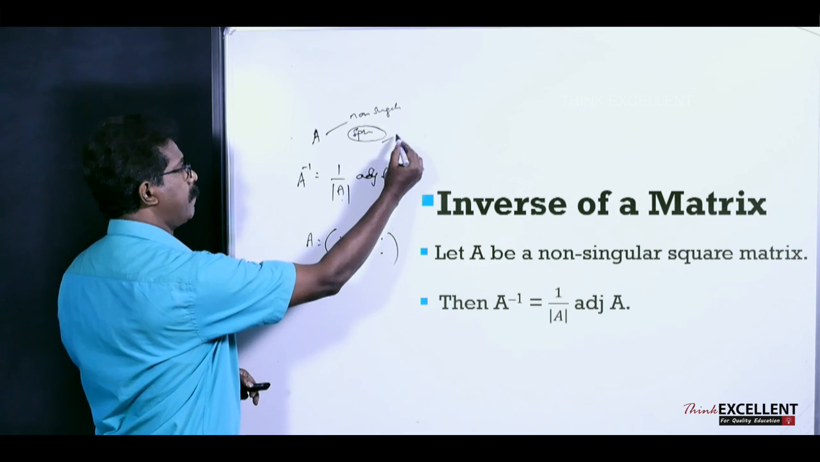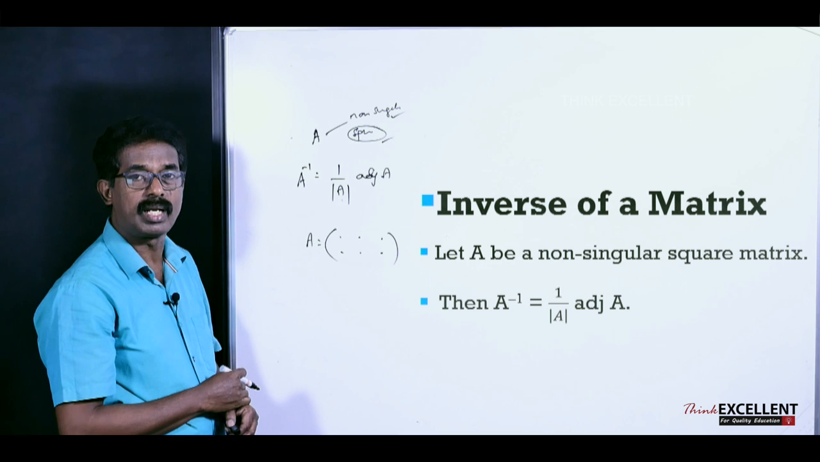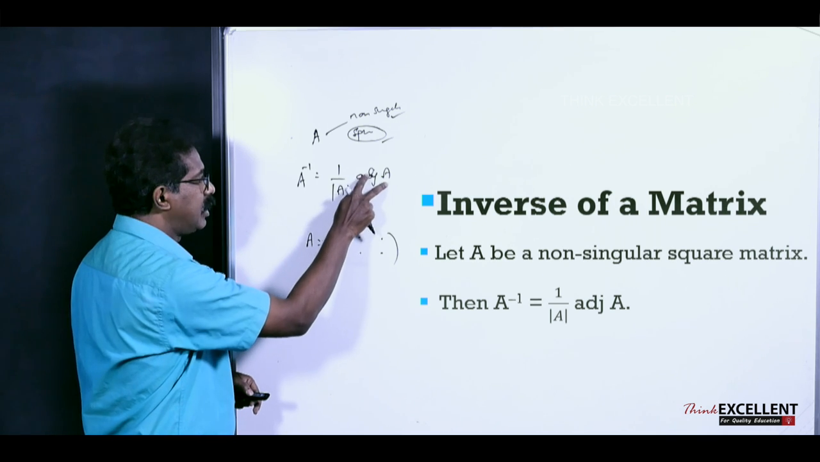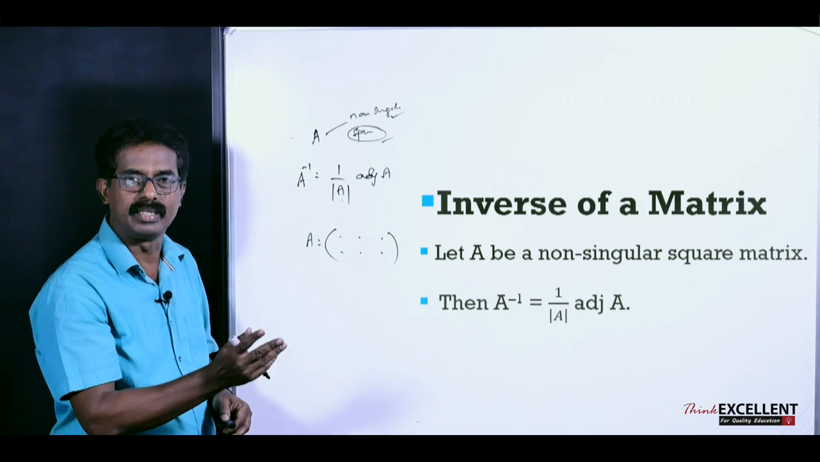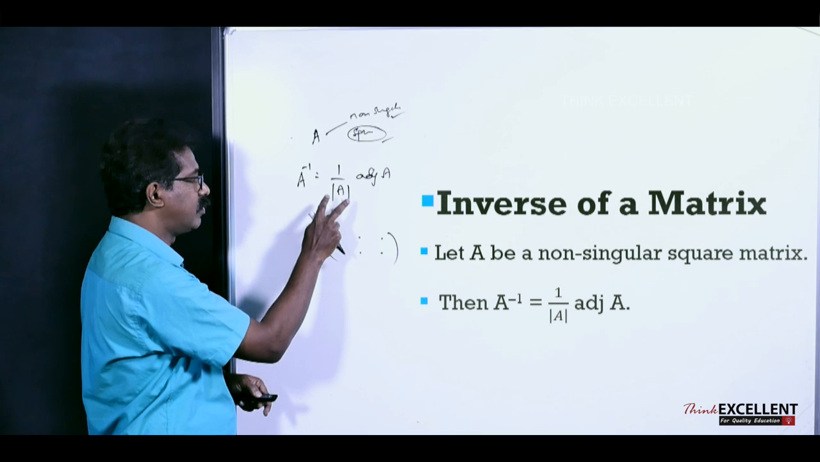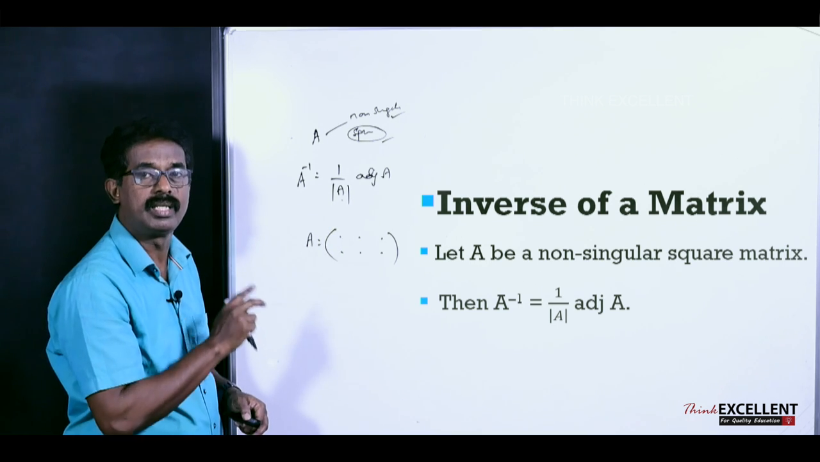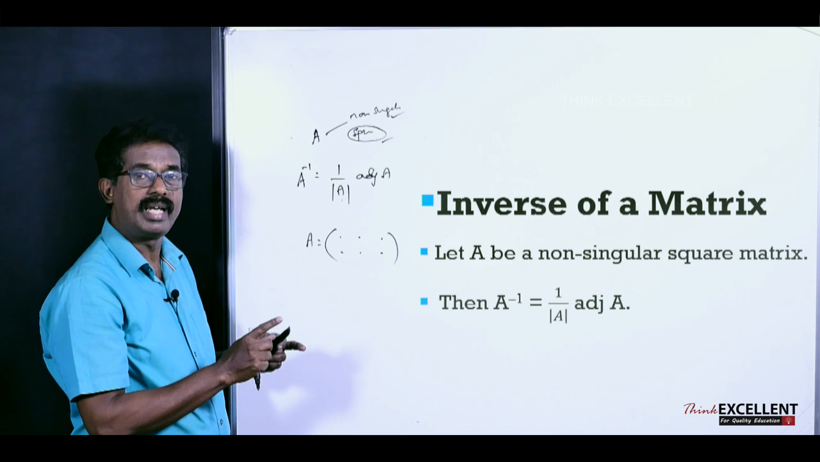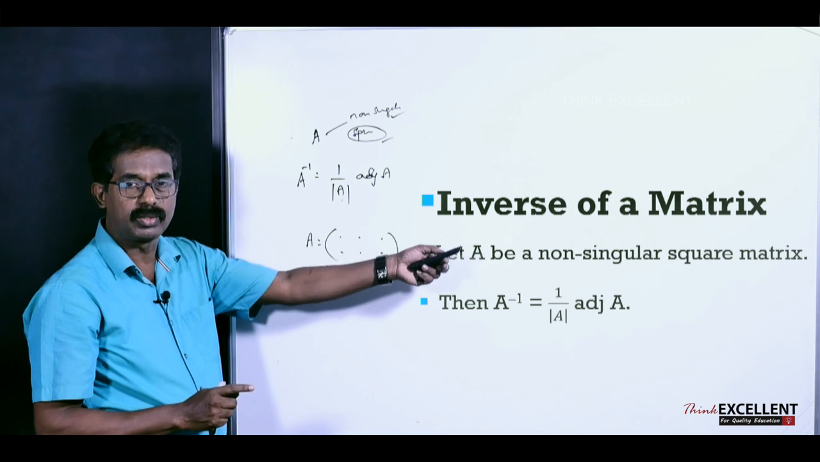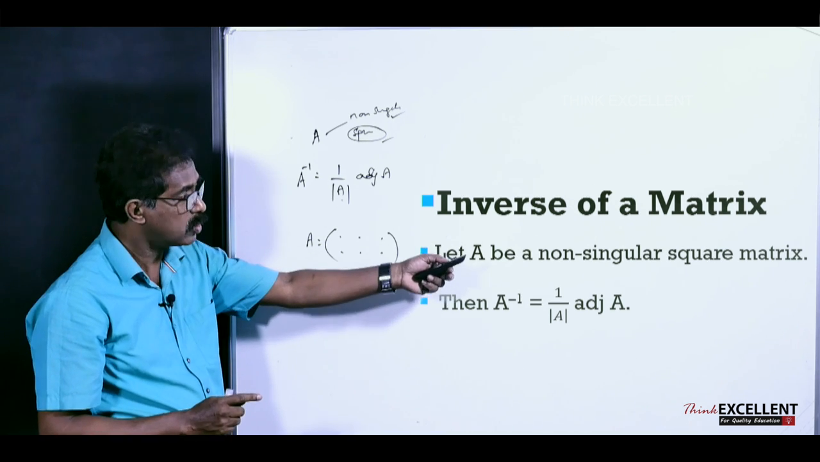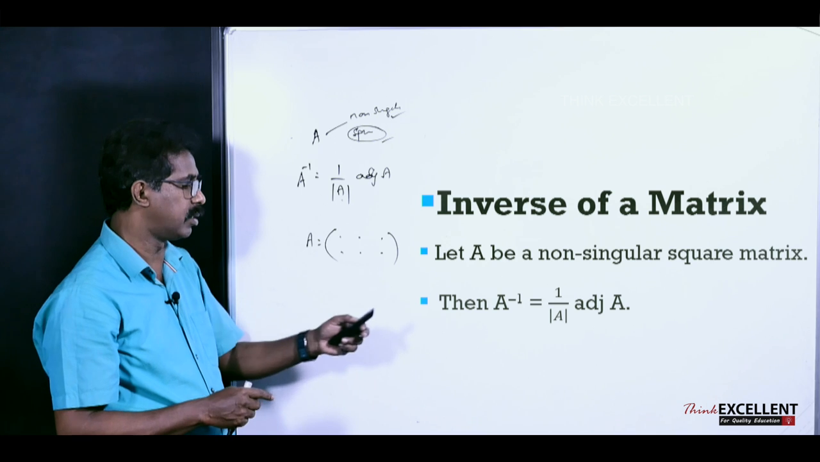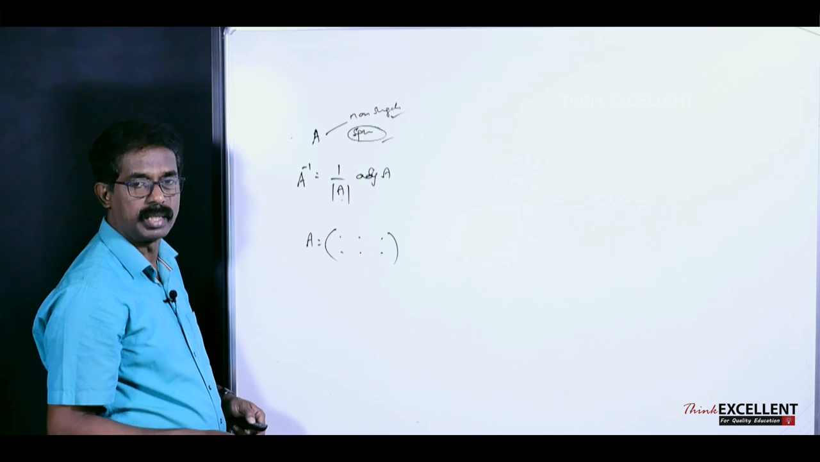And the second condition: it must be non-singular. What's the meaning of non-singular? Determinant A not equal to 0. If determinant A is 0, something divided by 0 is infinity, not defined, right? So the denominator must not equal 0. That is why, if they ask you to define the inverse of a matrix, don't simply write the formula. You have to write it properly. First write: Let A be a non-singular square matrix. It's important. Then you can write A inverse is equal to 1 by determinant A into adjoint A.